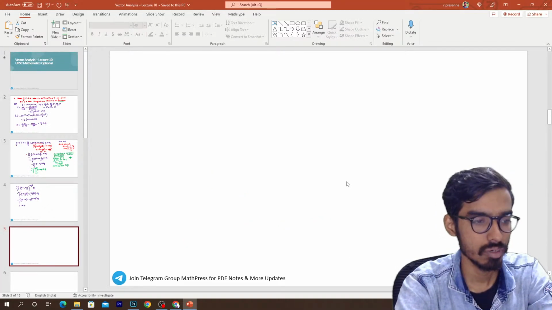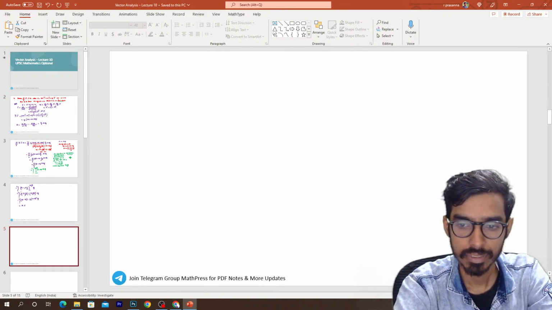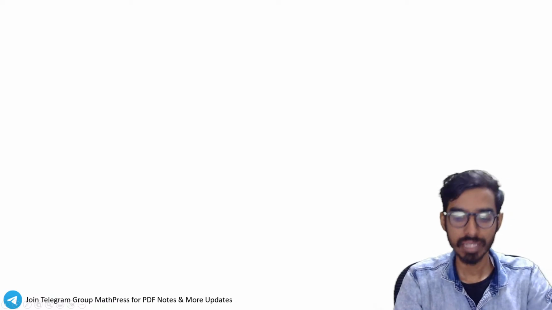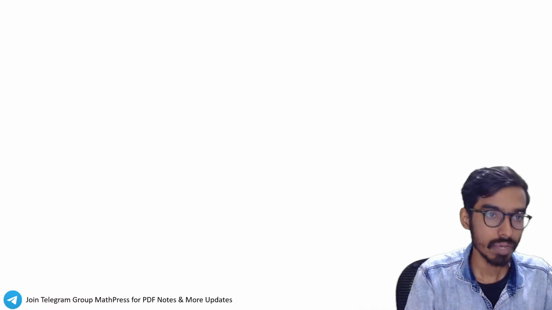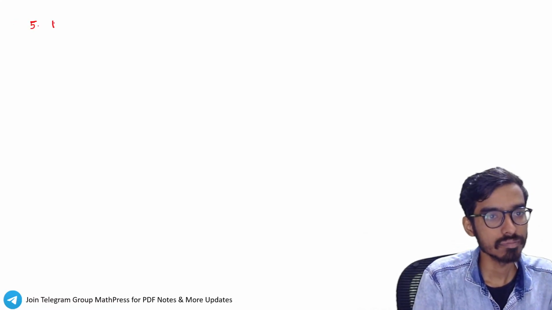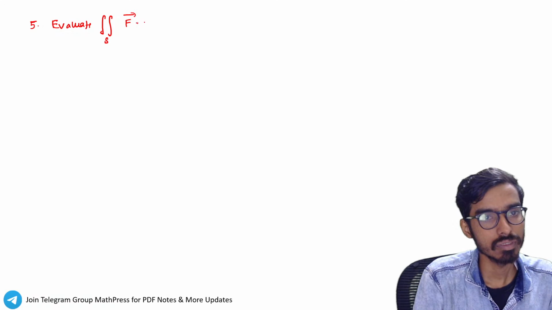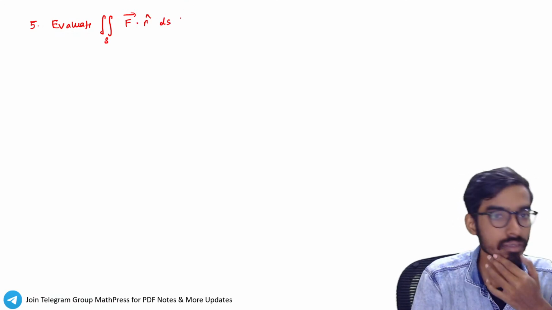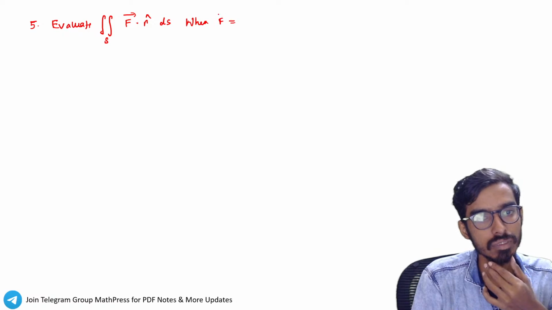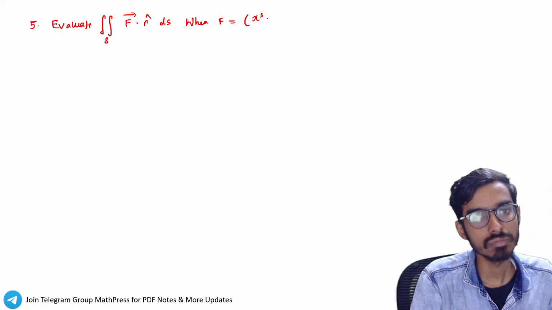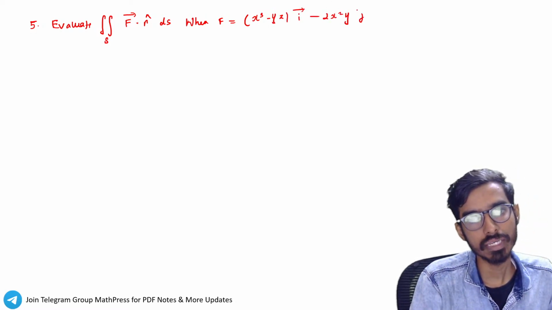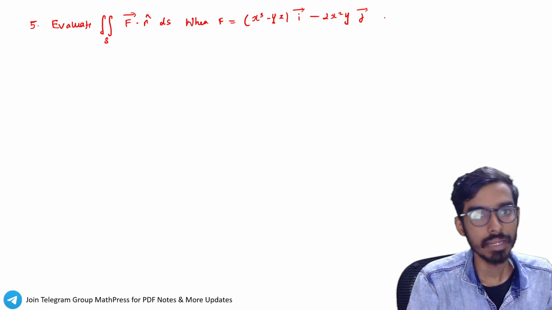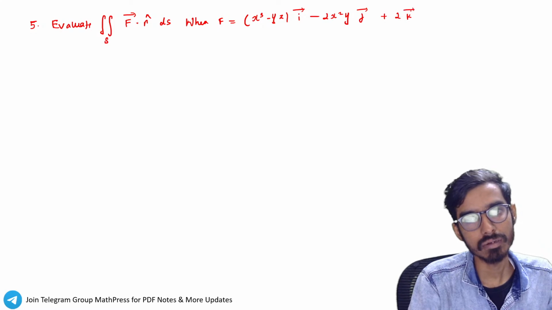So now we'll move on to the next problem, that is the fifth problem. This is a very different problem, right? You just have to listen very carefully. The problem that we want to solve is to evaluate the double integral over S of F vector dot n cap dS, where F is given by x cube minus yz i vector minus 2x square y j vector plus 2k vector.